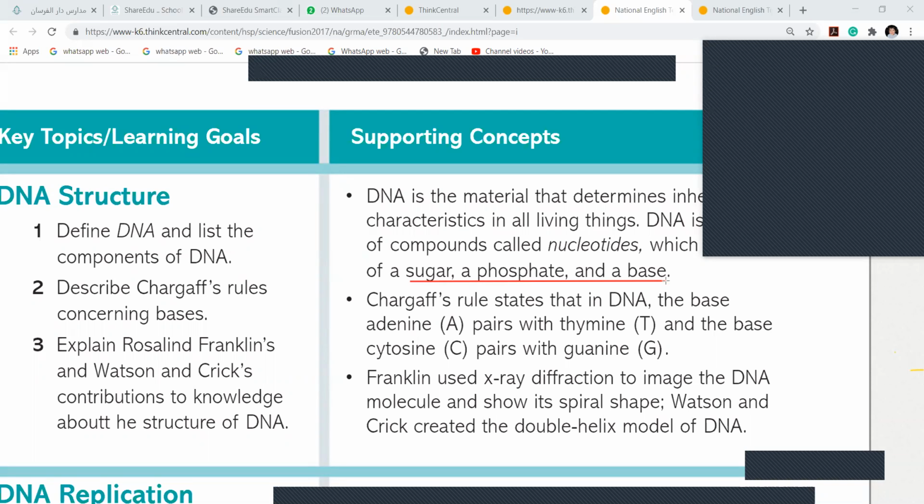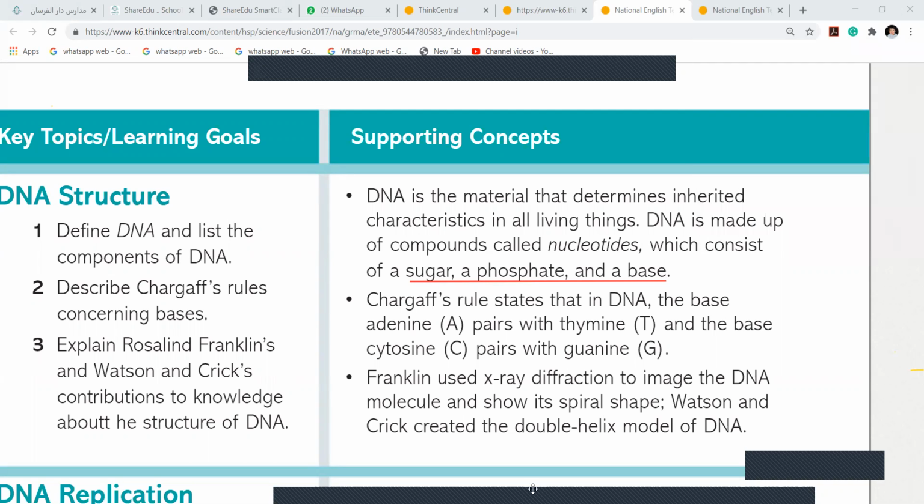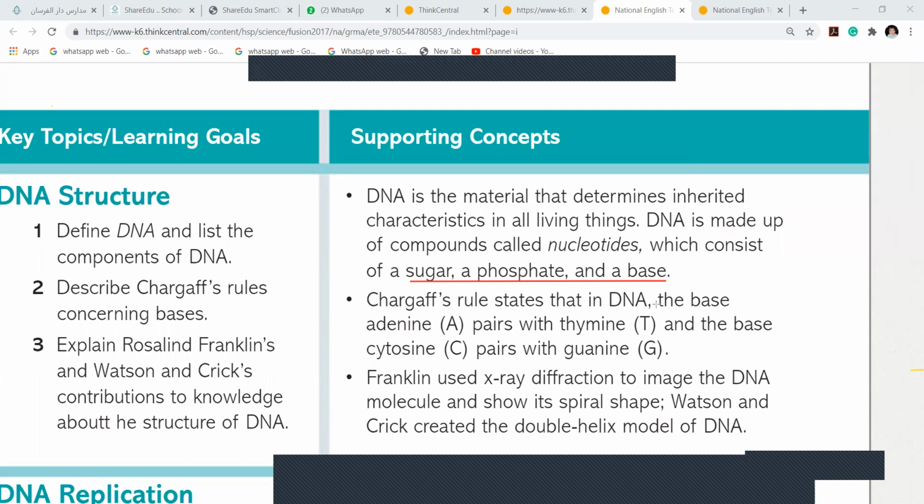The base adenine pairs with thymine, and cytosine pairs with guanine. We will check what this adenine and this thymine are. We'll check everything when you are studying in more detail.